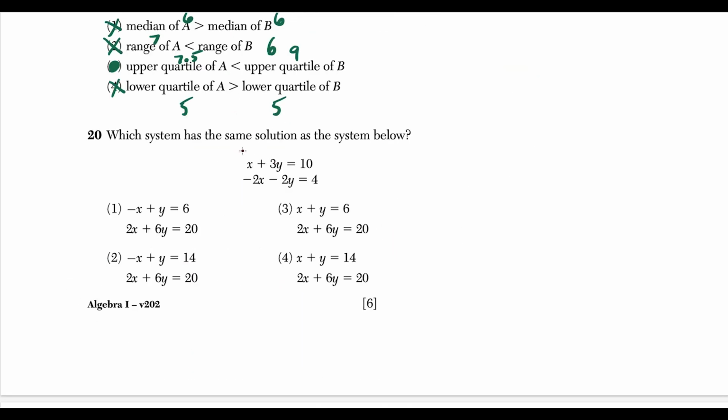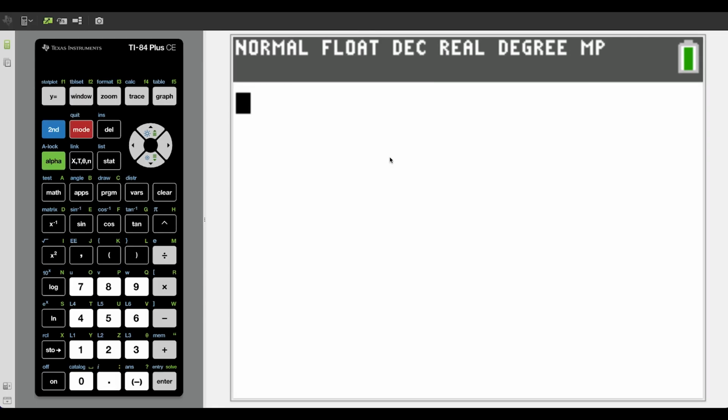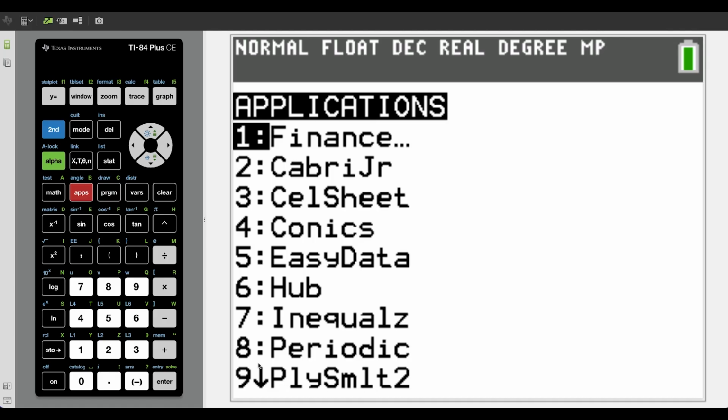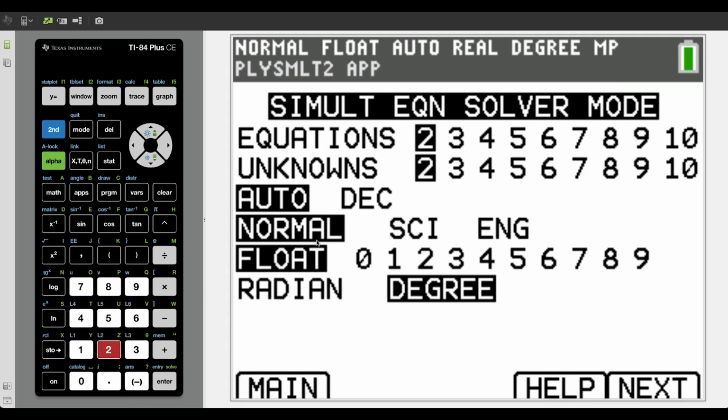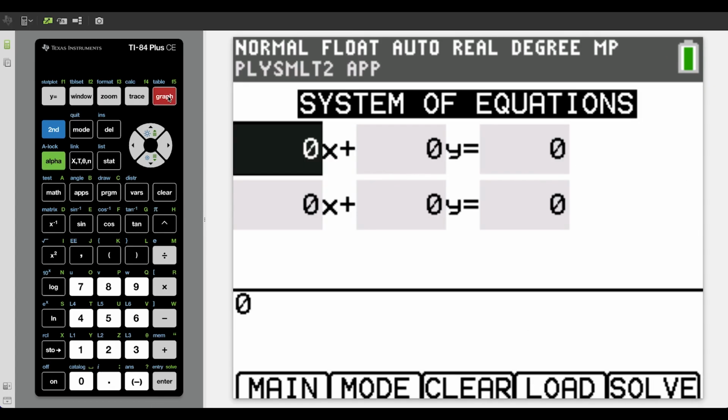Question 20, we want to know which system has the same solution as this system below. So let's go ahead and use the calculator. Later on, I'm going to show how to solve a system by hand, so I'll show the calculator for this part. We press apps and go to number 9. We are going to solve a simultaneous equation, so we're going with option 2. There's going to be 2 equations with 2 unknown variables. Now we press graph to go next.